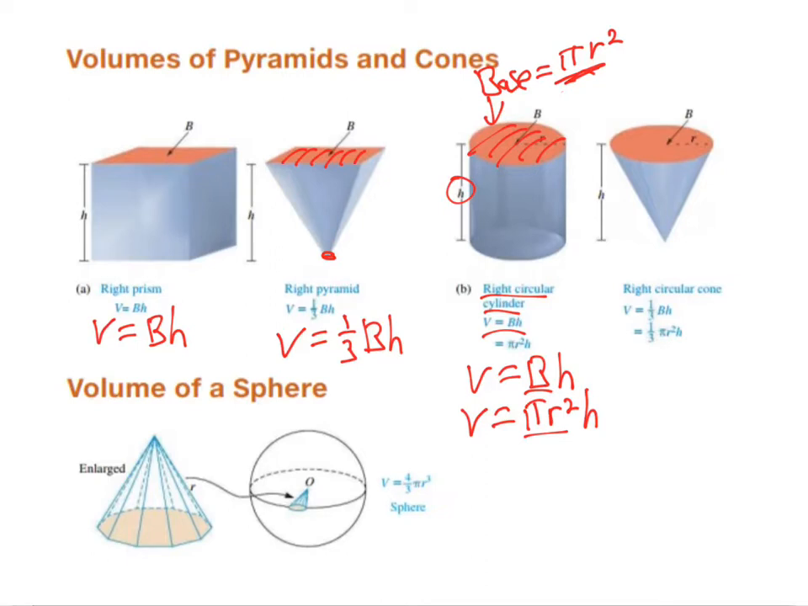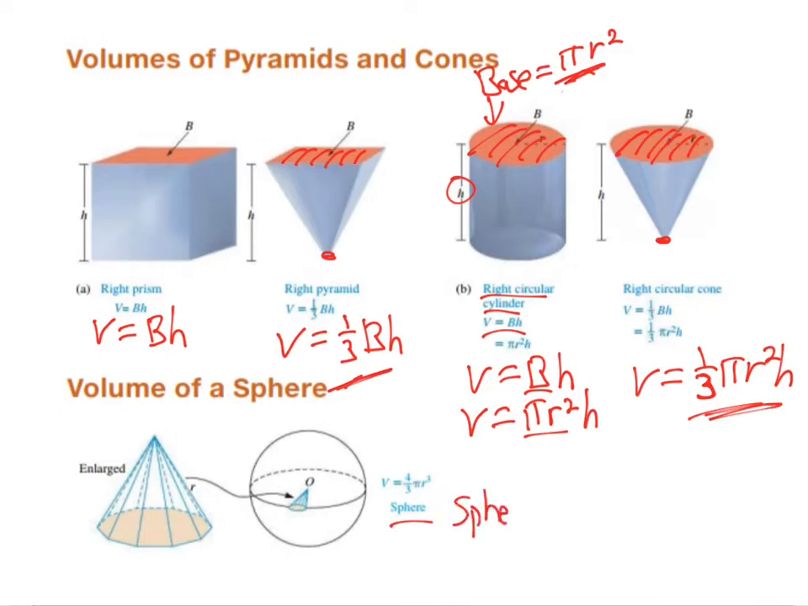Now this is going to be the same thing. This is a soda can, but it comes to a point. So you do the same formula, but you throw a 1/3 in front. 1/3 pi r squared h. See how with the pyramid and the cone, when they come to a point, they only have 1/3 of their volume? Then we have a special formula for a sphere. A sphere is 4/3 pi r cubed. That's the formula for the volume of a sphere, 4/3 pi r cubed.